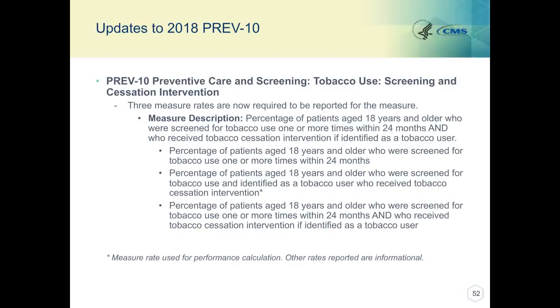The third rate is percentage of patients age 18 and older who were screened for tobacco use 1 or more times within 24 months and who received the cessation if identified as a tobacco user.